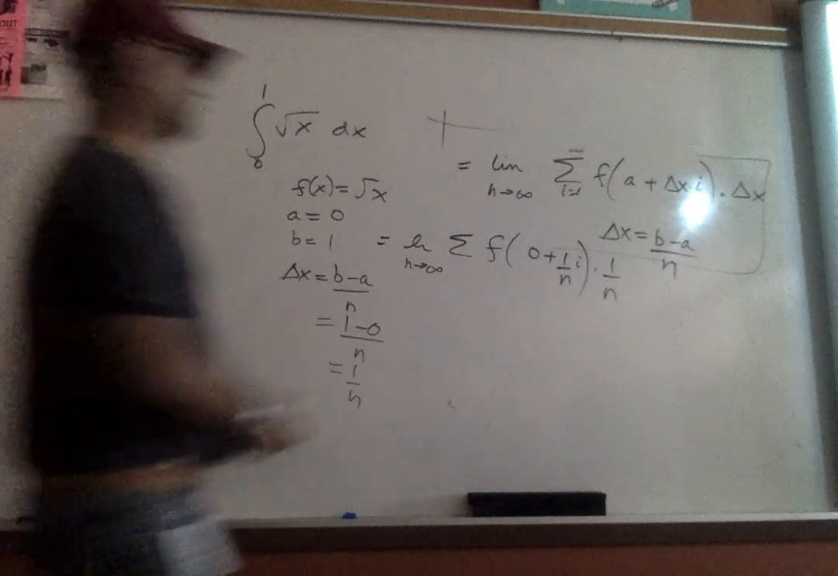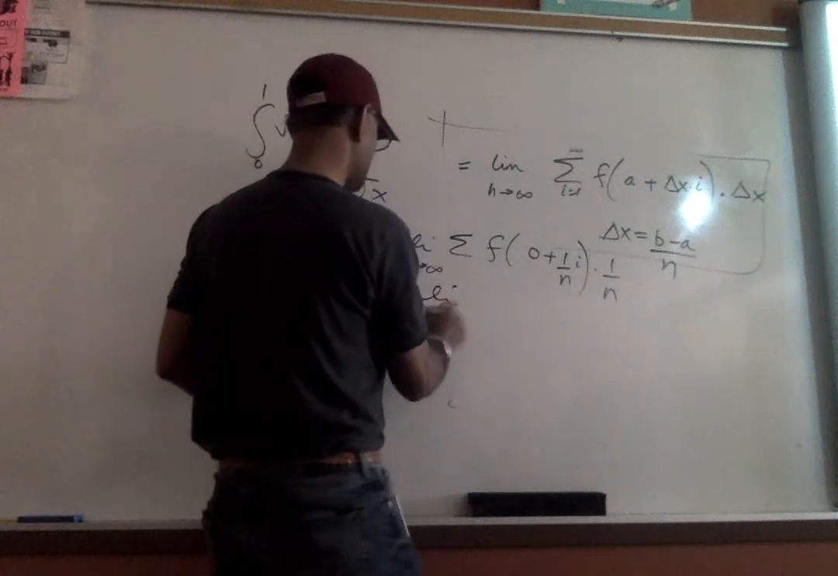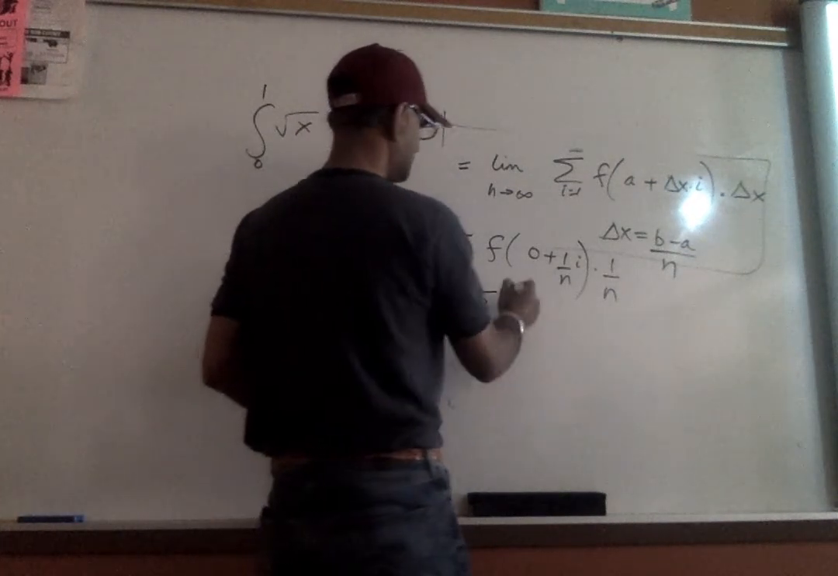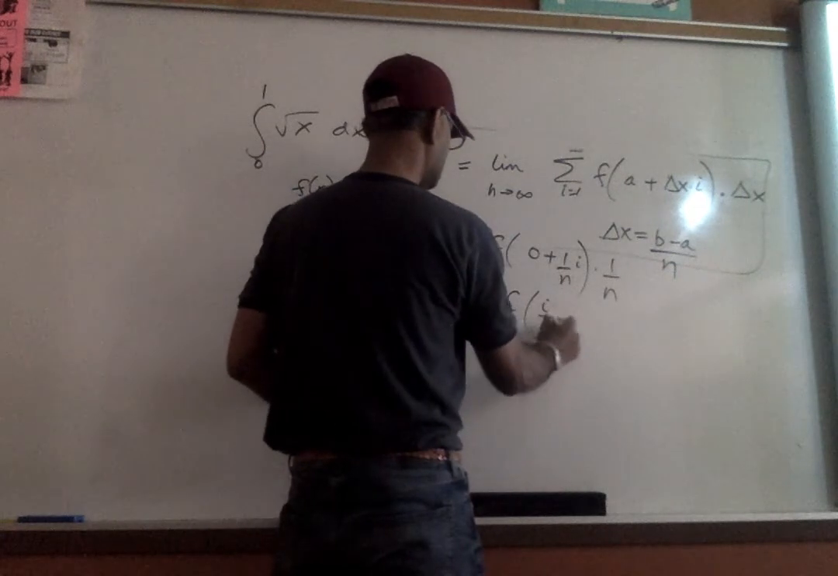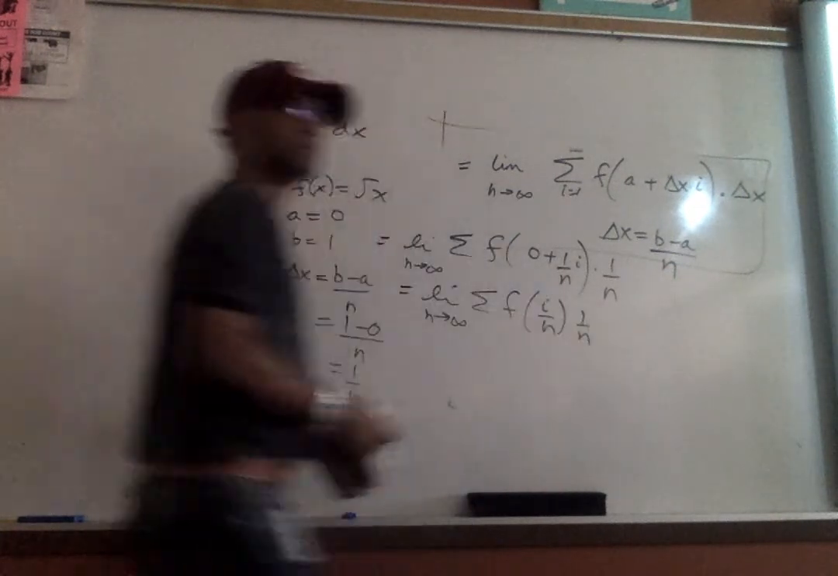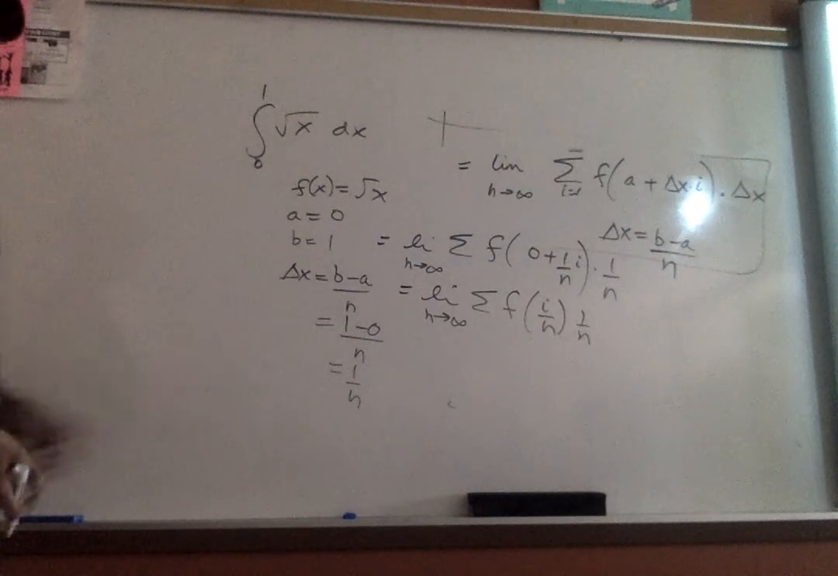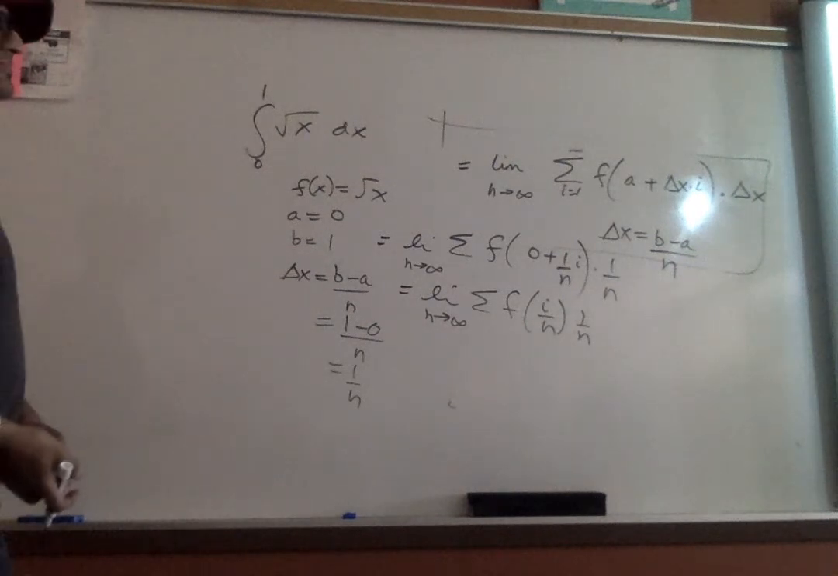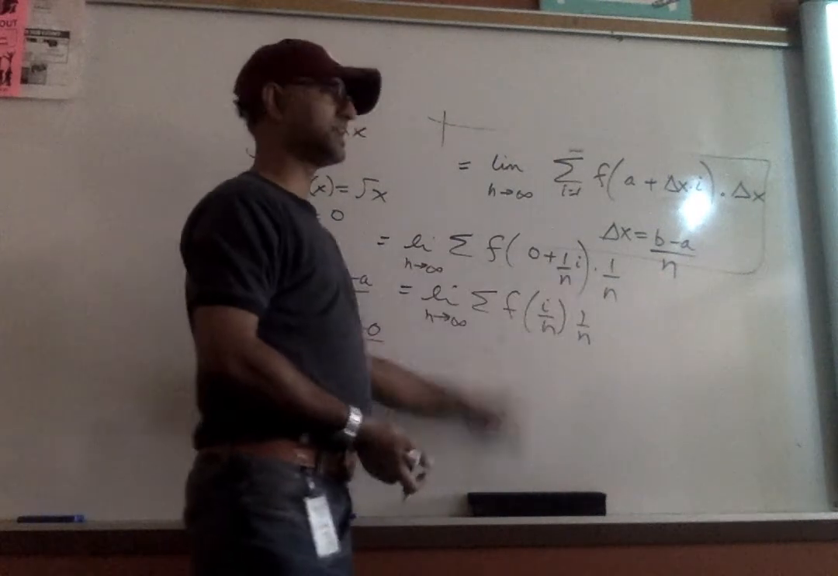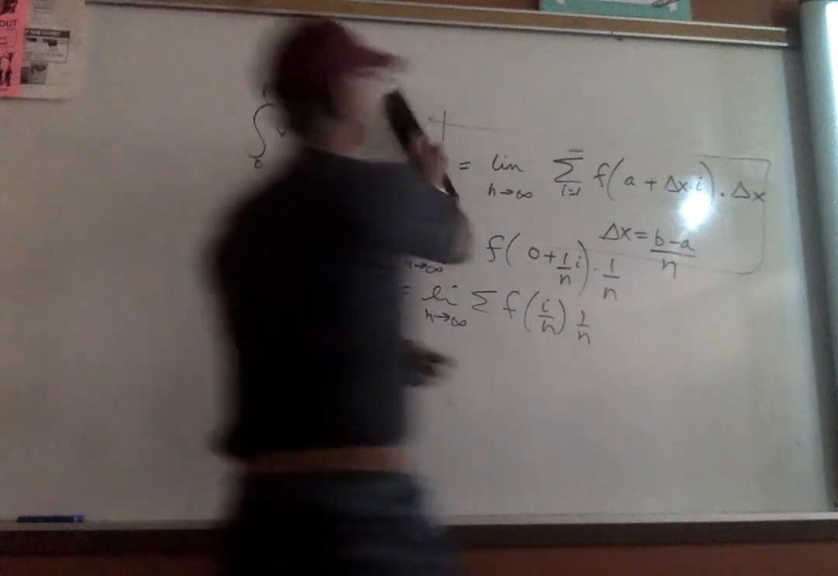Okay. Will this just collapse to limit n approaching infinity, summation f of i over n times 1 over n? I'm not doing anything clever. I'm just plugging into the formula. Okay, 0 plus 1 times i over n is his answer. So I'm now going to plug that into the formula, please.